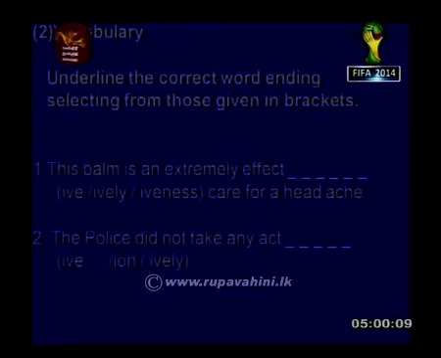Underline the correct word ending selecting from those given in brackets. The words are given, underline the correct word ending. Sometimes you are asked to fill the blanks. Sometimes you are asked to encircle. Encircle. Underline. Fill in the blanks.